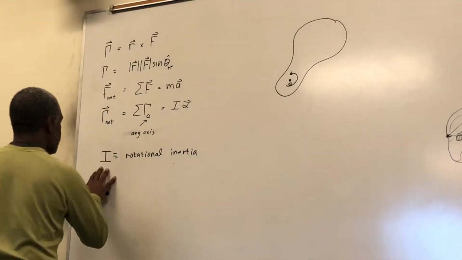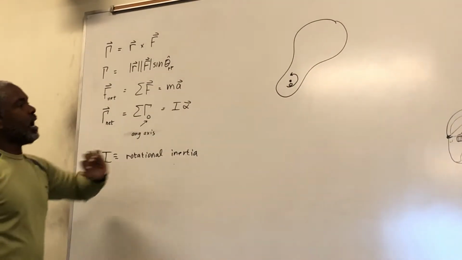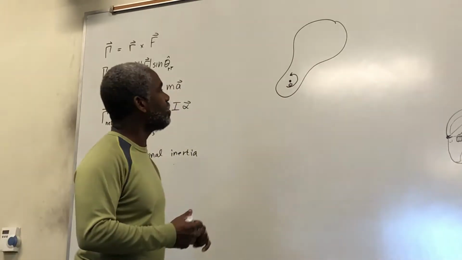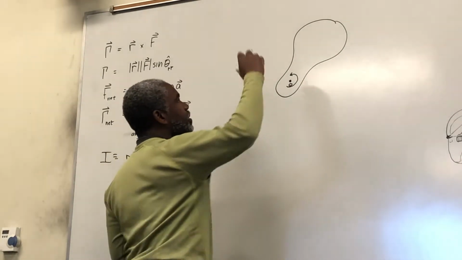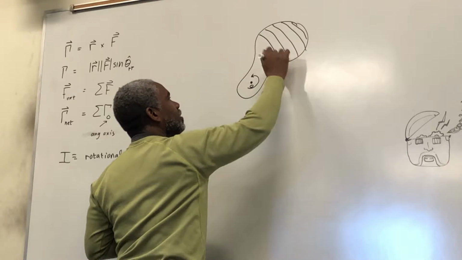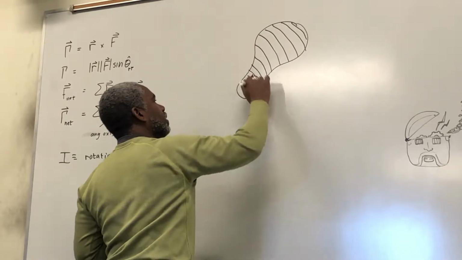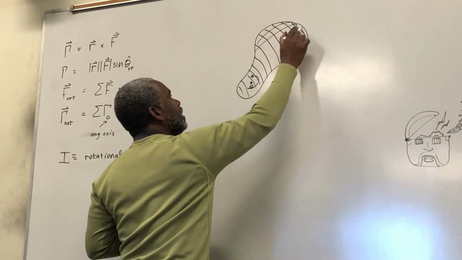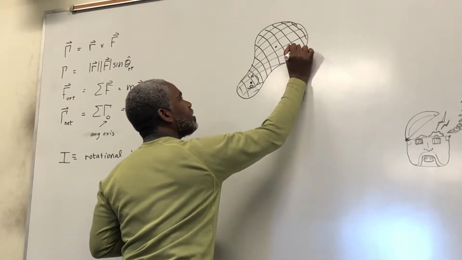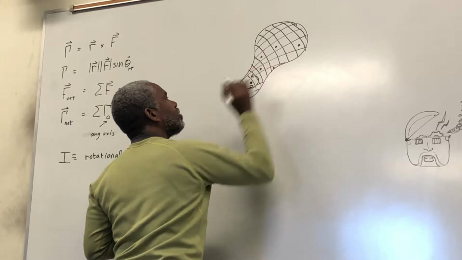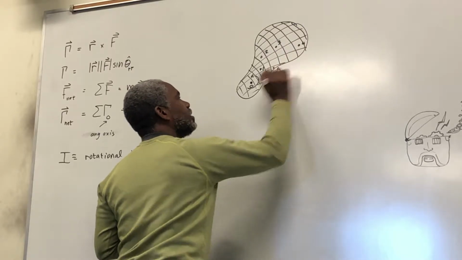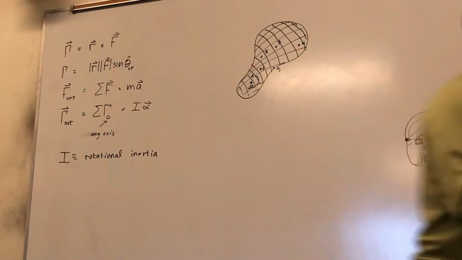Rotational inertia is defined for any body. But I'm going to just start off with a rigid body, and this applies for any body, whether it's rigid or not rigid. So what we're going to do is break up this rigid body into a bunch of tiny pieces of mass. Each one of these little pieces corresponds to a tiny bit of mass. I'll call this piece 1, piece 2, piece 3, piece 4, piece 5.